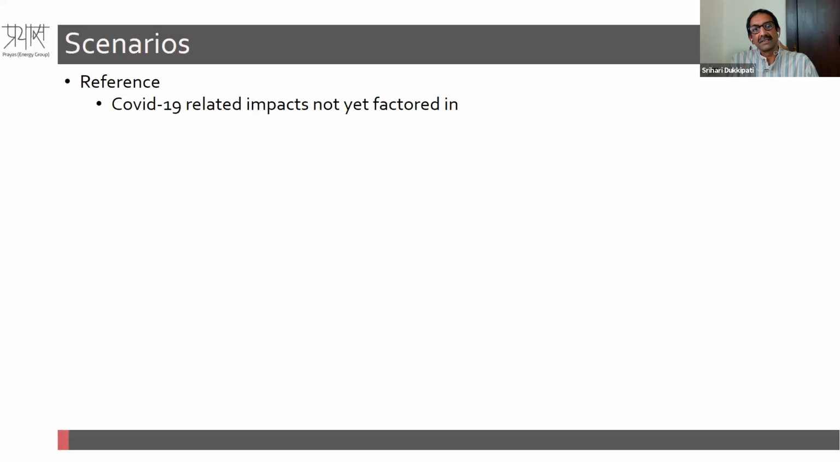So the reference scenario is essentially a continuation of previous trends with certain changes that we expect to happen. For example, for agriculture demand, we have moved part of the agriculture demand to daytime, and we've also considered the impact of Ujjwala on cooking fuel demand in the reference scenario. We also assume that efficiency improves at a certain rate, and electrification of various parts of the energy sector also happens at a certain rate.